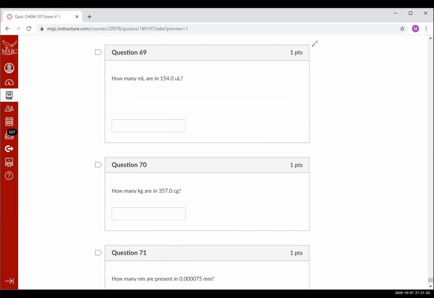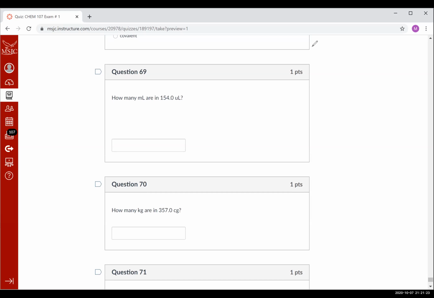So let's keep going now, and we're asked to do some simple unit conversions. How many milliliters are in 154 microliters? So we're going from microliter to liter to milliliter. In 154.0 microliters, we have 10 to the negative 6 liter per microliter, and in 1 milliliter, we have 10 to the negative 3rd liter. That in turn gives us 0.1540 milliliters. Does this question make sense?